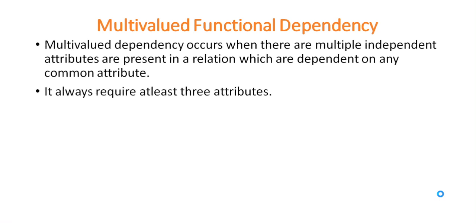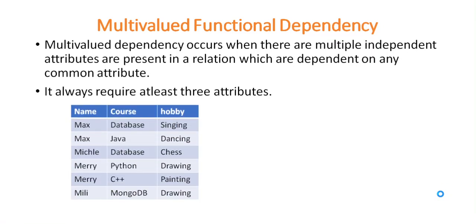Now next is multi-valued functional dependency. In a multi-valued functional dependency, there are multiple independent attributes present in a relation, and they are dependent on a common attribute. If we want a multi-valued functional dependency on any relation, then that relation must consist of at least three attributes. Okay, now let's take an example.